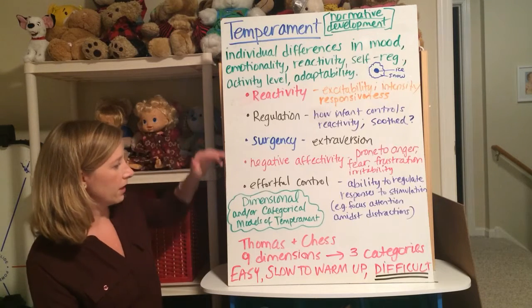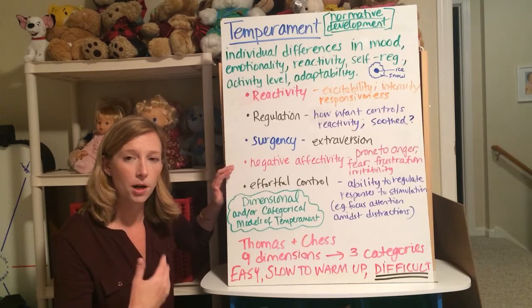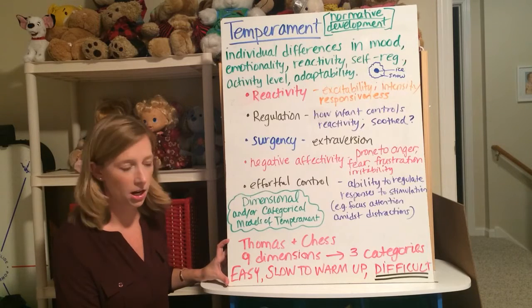So again, all of these illustrate this idea of taking a dimensional approach or a continuous approach to looking at temperament. Thomas and Chess, I'm sure you've encountered in other courses.